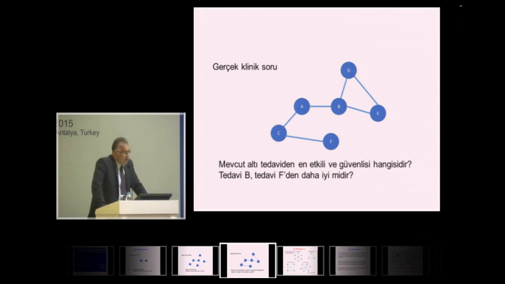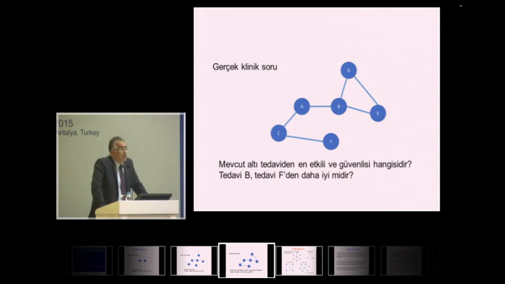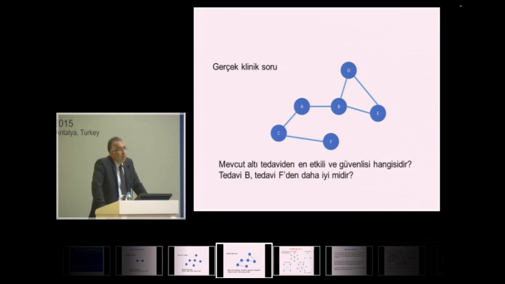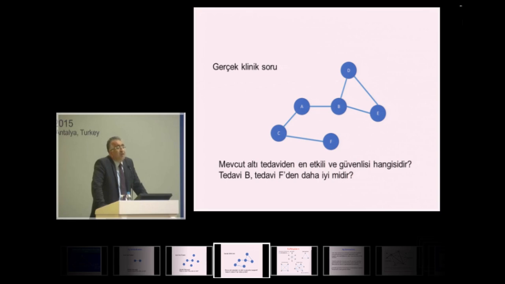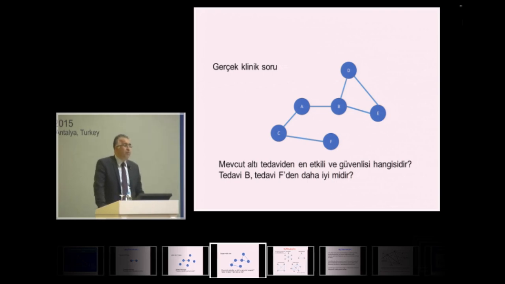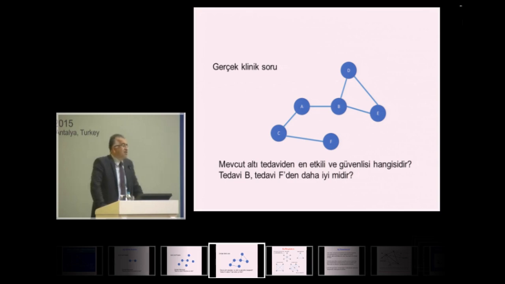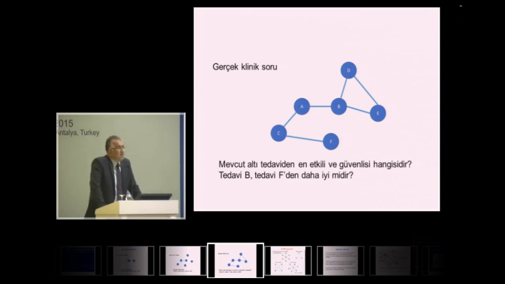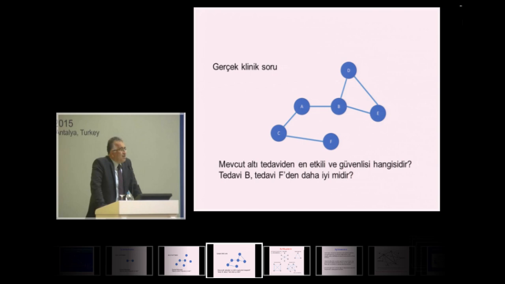For instance, F versus D, or E versus F. There is no comparison there, and therefore our network meta-analysis will give us information about such treatments, assumptions. Of course, statistics is anticipation, it's prediction.